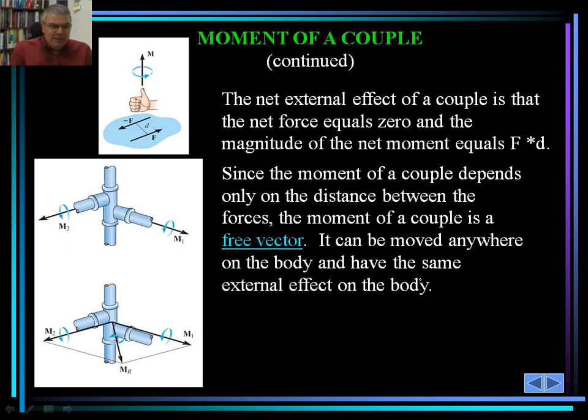So again, the net force equals 0, and the magnitude of the net moment equals F times d. This is the net external effect of a couple. The moment of a couple depends on the distance between the forces, and as such, the moment of a couple is a free vector. As shown, it can be moved anywhere on the body and have the same external effect on the body.